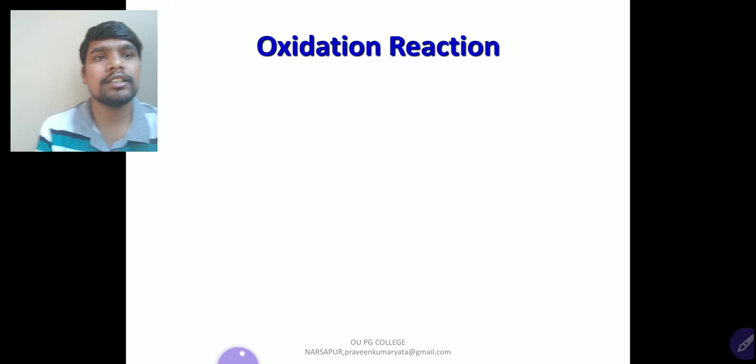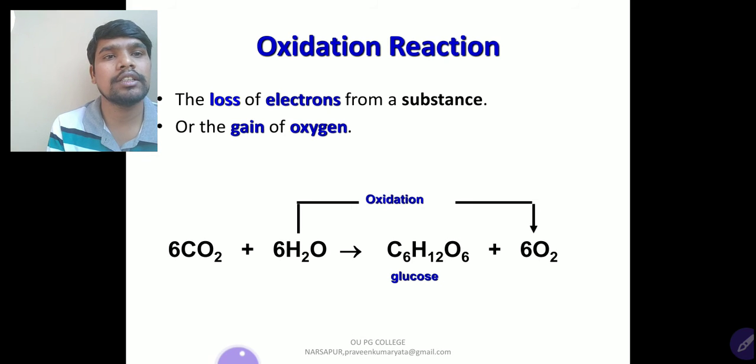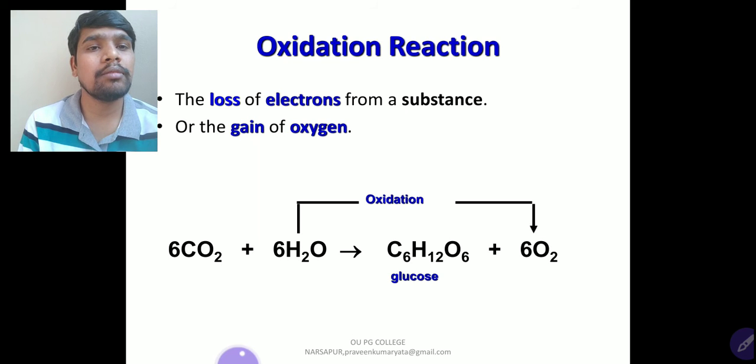An oxidation reaction is the loss of electrons from a substance or gain of oxygen. In this photosynthesis reaction, 6CO2 plus 6H2O form C6H12O6 plus 6O2. This is a photosynthesis reaction. In this reaction, the water molecules undergo an oxidation process, giving the loss of hydrogen and loss of electrons, and will give the oxygen molecule.